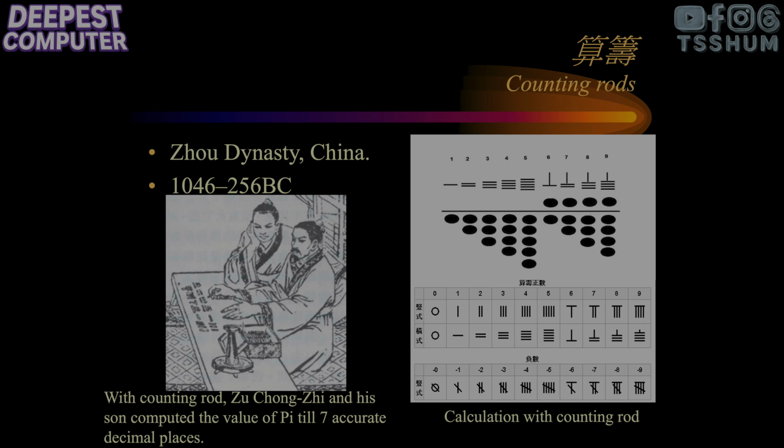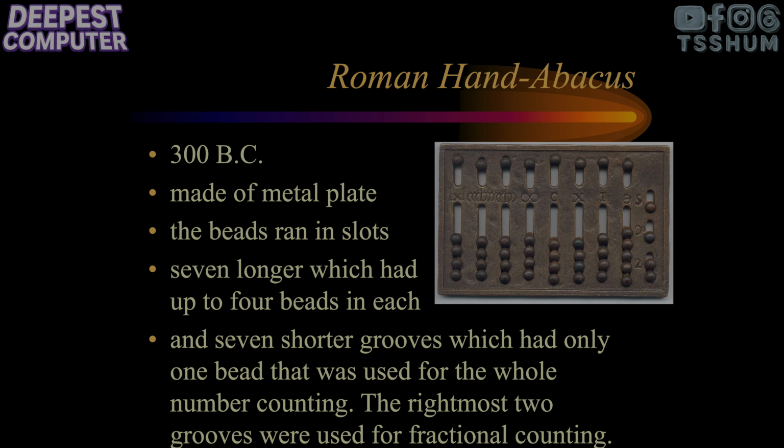In China, counting rods were used during the Zhou Dynasty, from 1046 to 256 BC. With them, Zhou Chongji and his son computed the value of pi to 7 accurate decimal places. Around 300 BC, the Roman Hand-Abacus, made of metal, featured beads in slots for whole number and fractional counting.